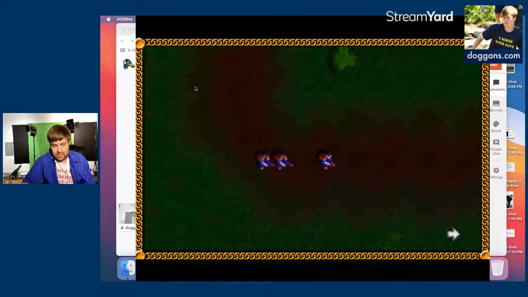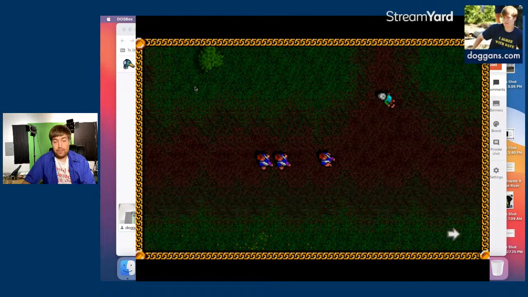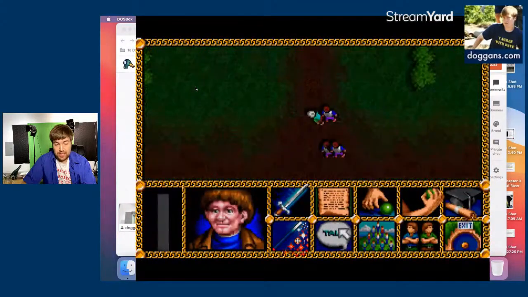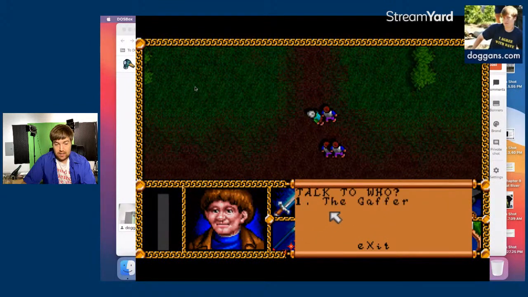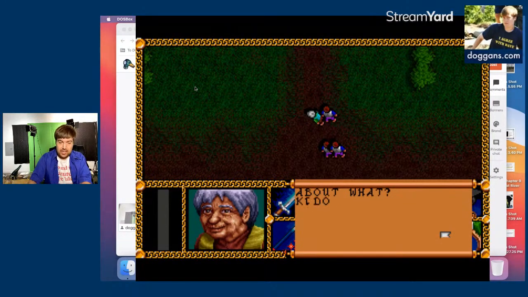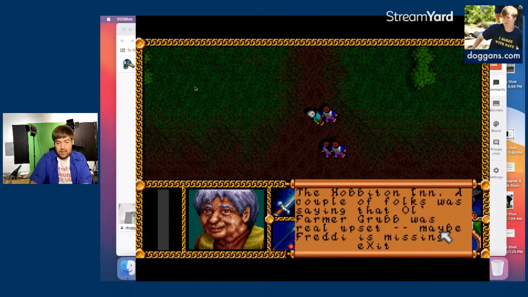All right. Now it is nighttime. You see old Gaffer Gamgee wave at you as you pass by. We should probably talk to Sam's dad, see what's up with him. Talk to the Gaffer. Have you heard of the Lost Kids? Can't say I know much. They know more at the inn. We can ask kids. They were talking about them at the Hobbiton Inn. Hobbiton! A couple folks were saying that old Farmer Grubb was real upset. Maybe Freddy is missing.